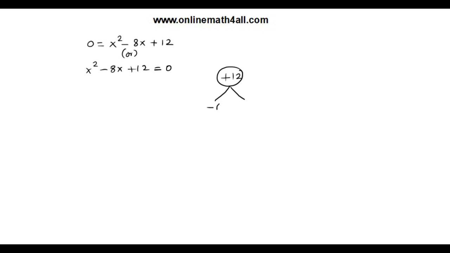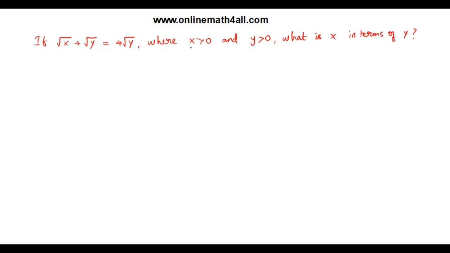So negative 6 and negative 2. When you multiply these two factors, that is equal to positive 12. When you add them, you get negative 8. So to get the two values of x, you just have to change the sign of these two factors. Then the two values of x are x is equal to 6 and x is equal to 2. Okay, let's look at another example.